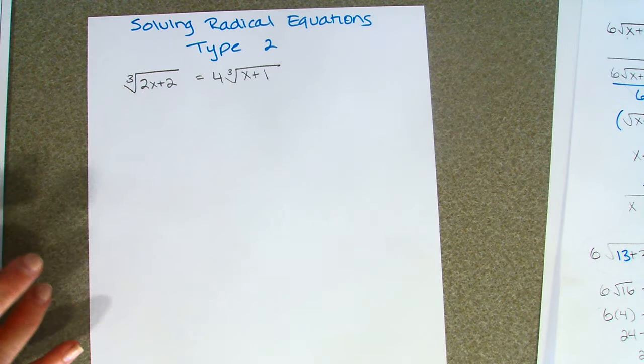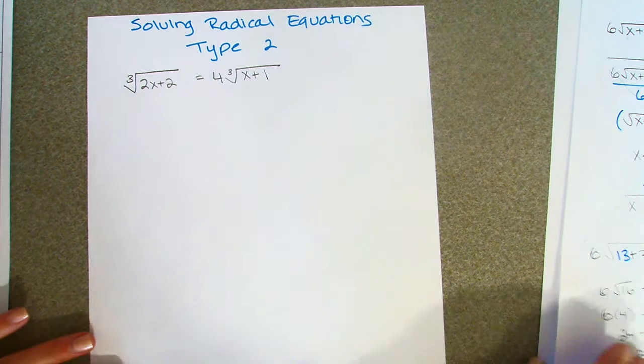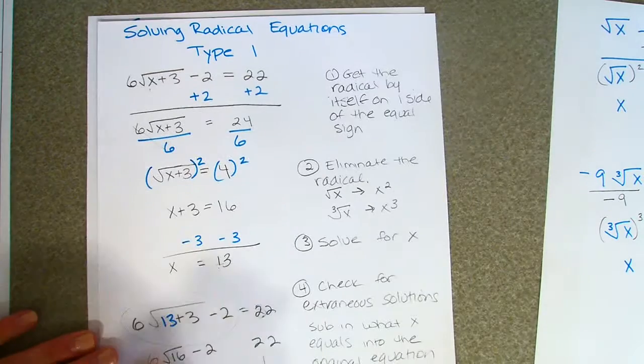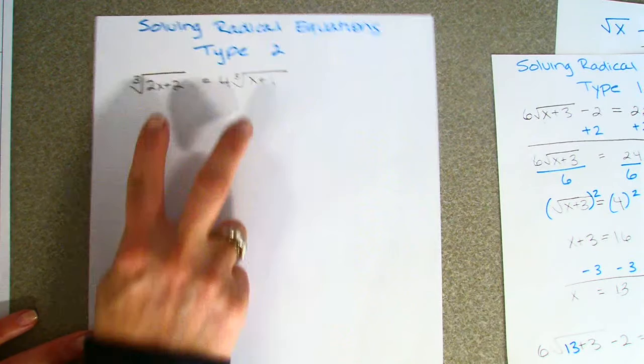So I want to look at a second type of situation where you're going to need to solve radical equations. And what you'll notice is the difference in these problems that I'm calling type 2 is there are actually two radicals. So that's the difference between the type 2 and the type 1. The type 1 only had one radical. This type 2 I'm going to show you has two radicals.